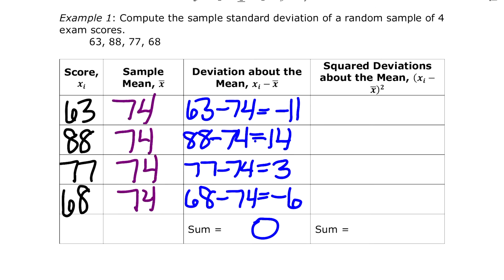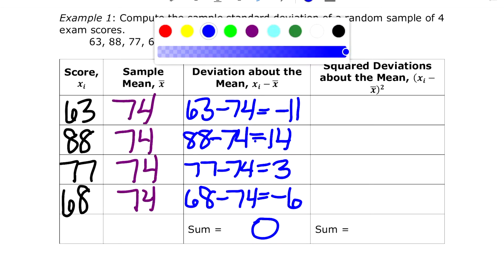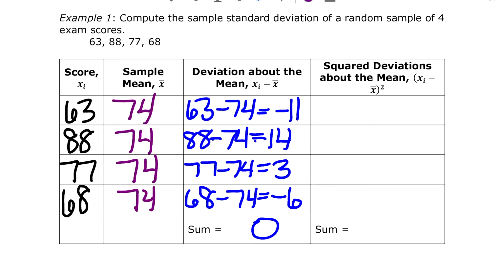So to get around that, what we end up doing is squaring each of these deviations. Remember, squaring is when you take the number and you multiply it by itself. And so that gets rid of all of these negatives. So -11 squared is 121.